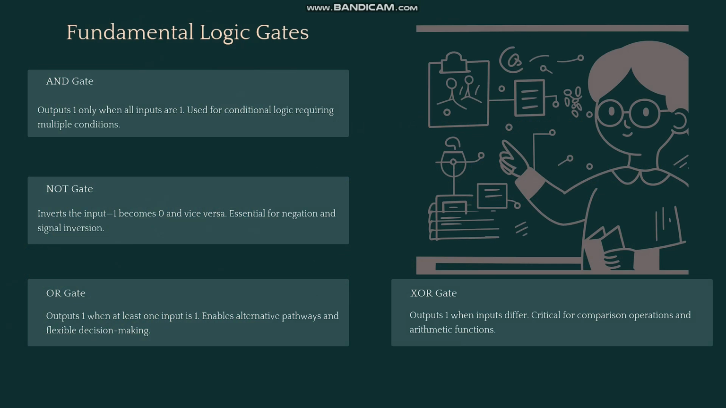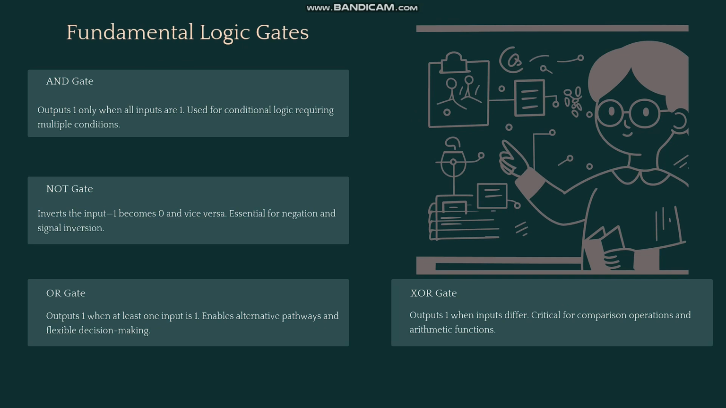The core of all logic circuits is composed of logic gates. Let's briefly review the most essential ones, starting with the AND gate. An AND gate outputs a 1 only when all of its inputs are 1. It's used for conditional logic that requires multiple conditions to be met simultaneously. The NOT gate inverts the input, turning 1 into a 0 and vice versa. It's essential for negation and signal inversion.